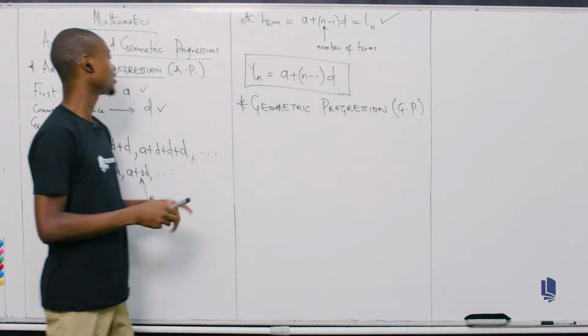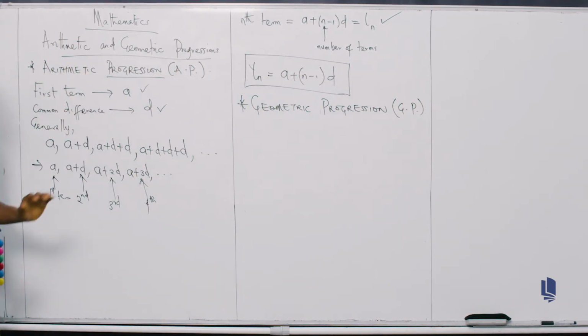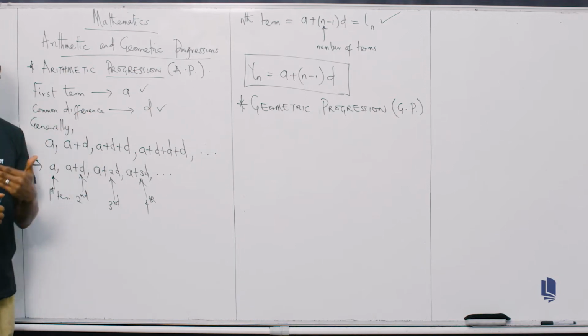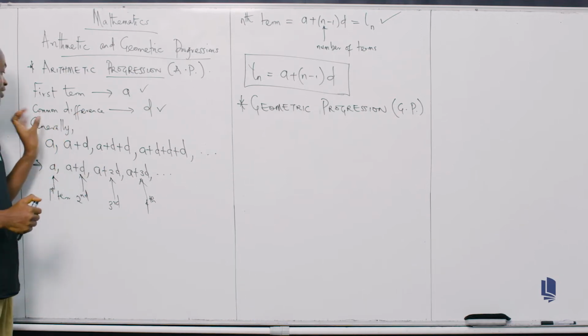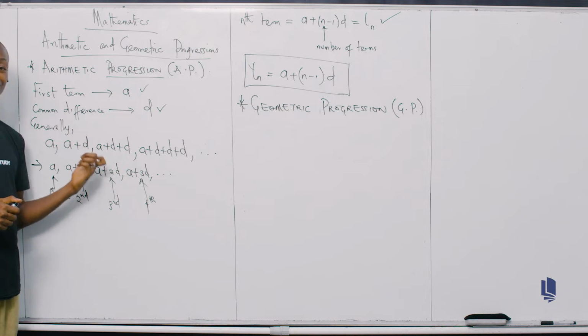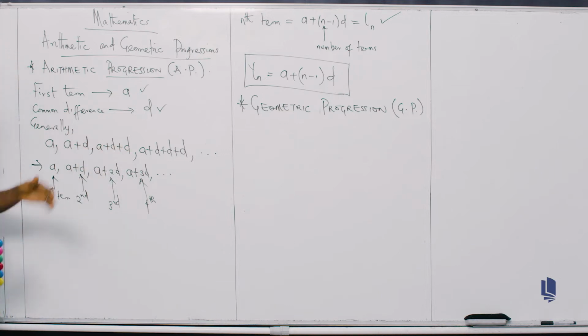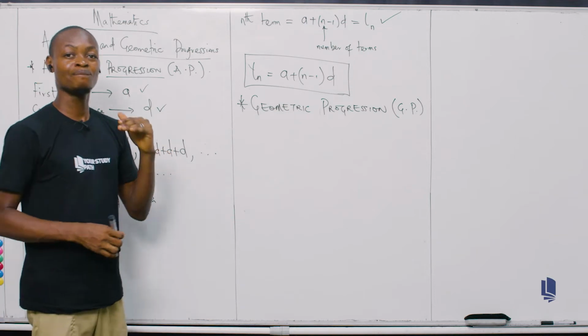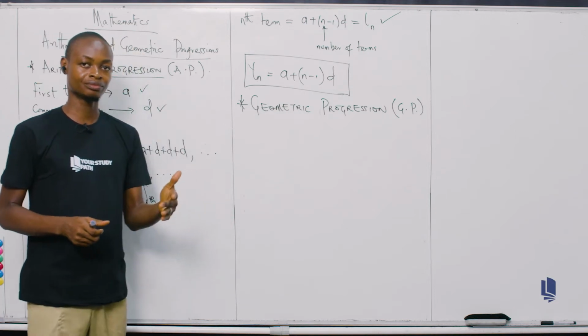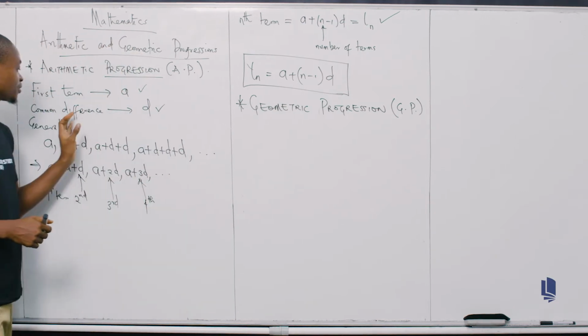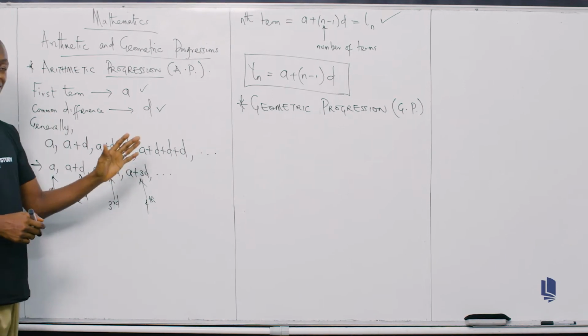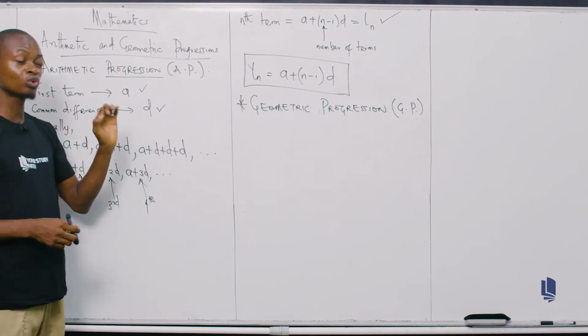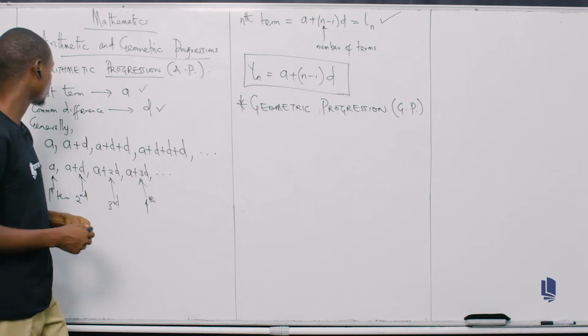We said that the arithmetic progression was a sequence governed by an additive term. The additive term was the common difference, and we have seen exactly how it works. For the geometric progression, it is a sequence governed by a multiplicative term. Unlike the arithmetic progression where we are adding, for the geometric progression we are multiplying. So how does it work?